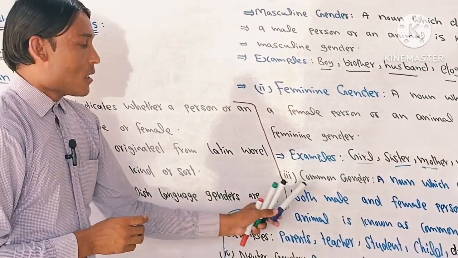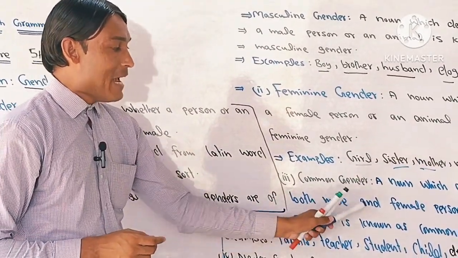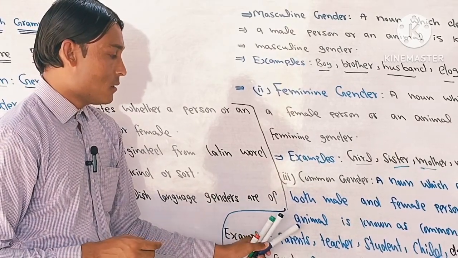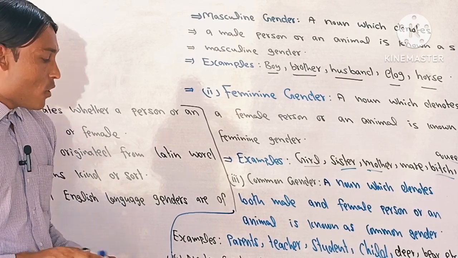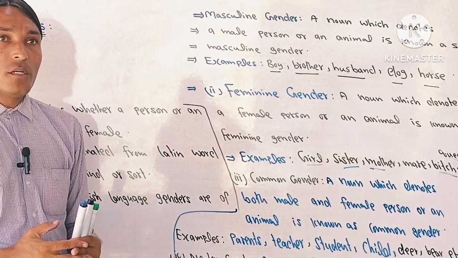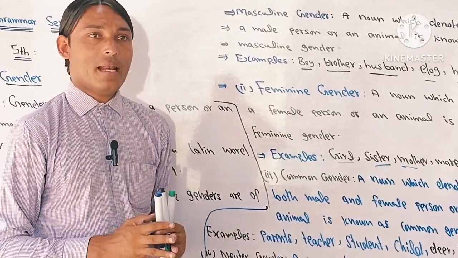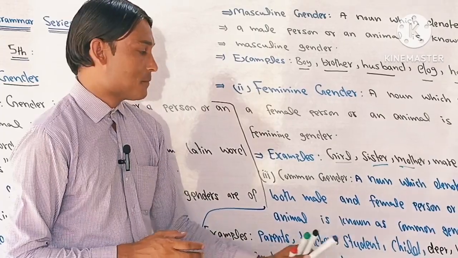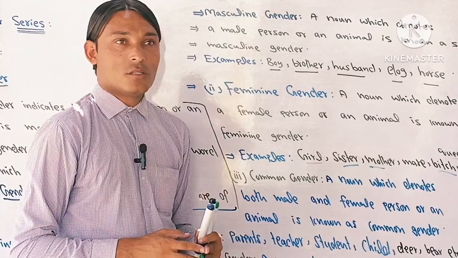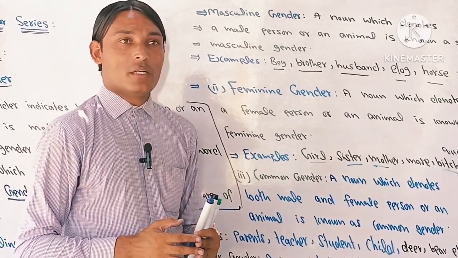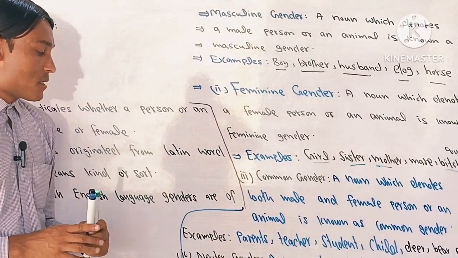Gender number 3, common gender. A noun which denotes both male and female person or an animal is known as common gender. For example, parents. So parents can be father or mother, male or female both. Teacher can be male and female both. Student, child, these are about persons. Deer, animal. So it is the name of an animal. It can be male and female. Bear, name of an animal. It can be male or female, etc.